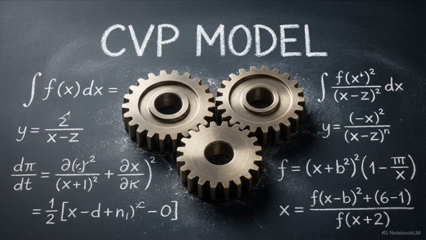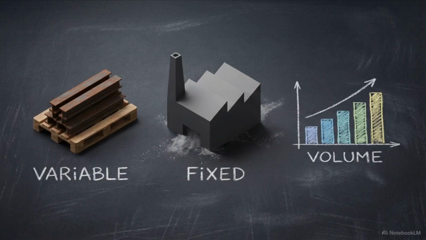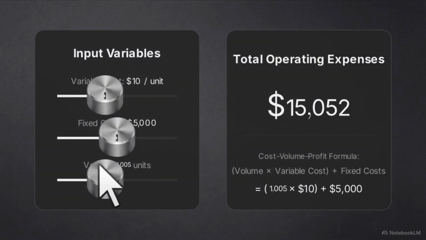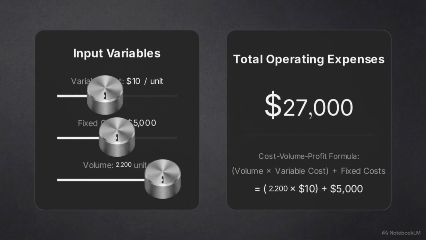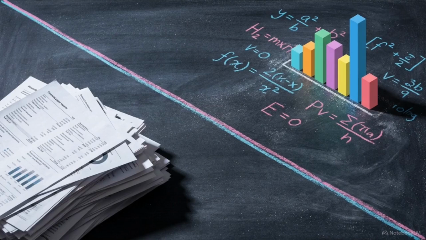CVP models the exact mathematical relationship between three distinct elements: variable costs, fixed costs, and total sales volume. By isolating these inputs, managers use the CVP framework to simulate how a change in any one of these specific variables will alter total operating expenses. Calculating these variable interactions allows companies to accurately predict their final net income under multiple different production scenarios. CVP analysis shifts management from merely reading historical financial records to mathematically simulating future operational outcomes.